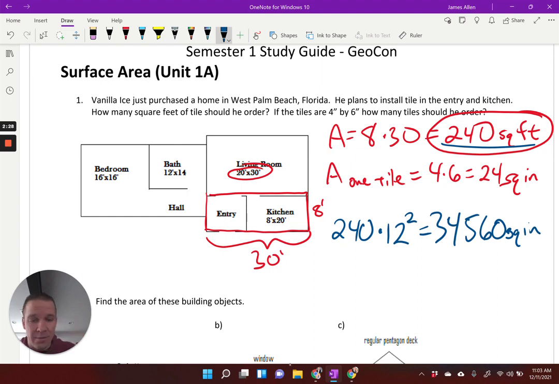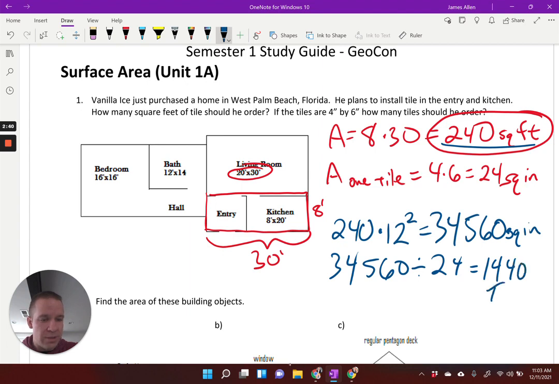Now I can just take that 34,560 and divide it by the area of one tile. So divide that by 24, and I'm going to get 1,440 tiles. Boom. Done. Excellent. Now, of course, we're going to have to do some overages and things like that, but that would be like the exact amount of tiles that we would need.